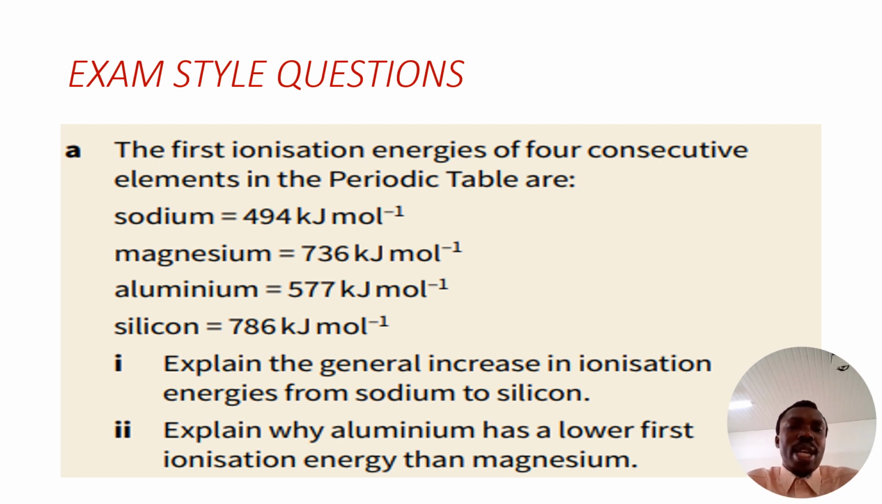Then the next question is: explain why aluminium has a lower first ionization energy than magnesium. Aluminium has a lower first ionization energy than magnesium because in aluminium the first electron is removed from a 3p subshell, a higher energy subshell which is further away from the nucleus, so less energy is needed to remove the electron. Compared to magnesium, the electron is removed from a lower energy 3s subshell, closer to the nucleus, where more energy is needed to remove the electron. So it's as simple as ABC.